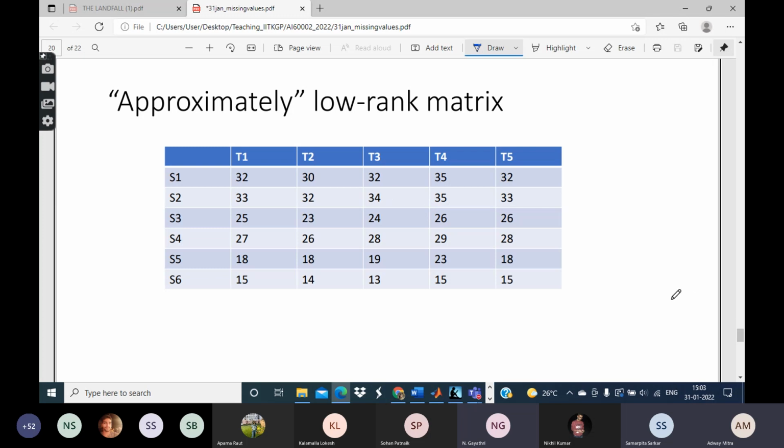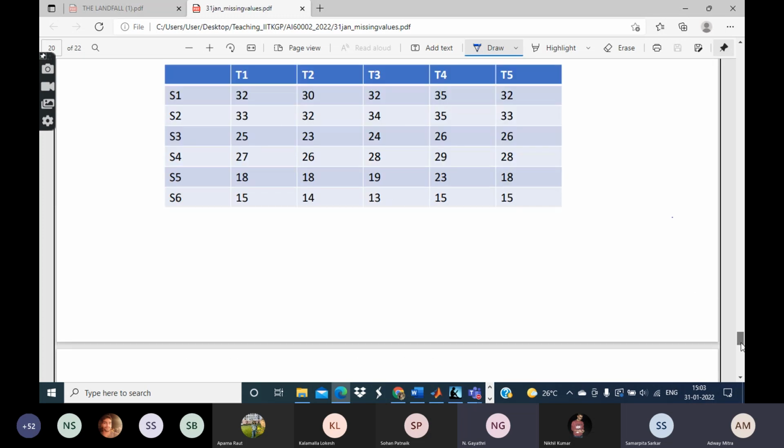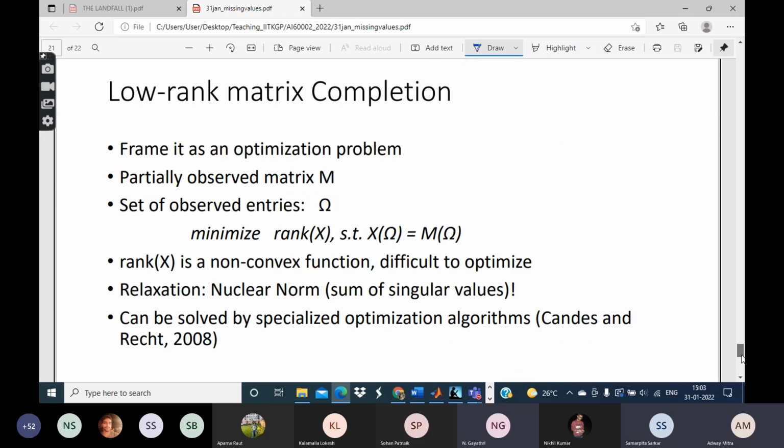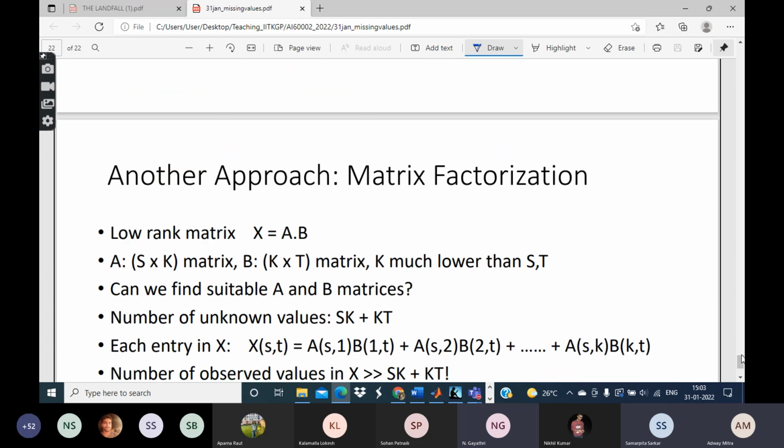And since it is an approximately low rank matrix, I can hope to use those formulations, using the idea of low rank matrix completion. This low rank matrix completion allows us to estimate all the missing values to a certain degree of accuracy. A related approach is that of matrix factorization.